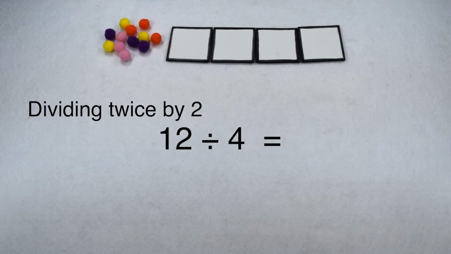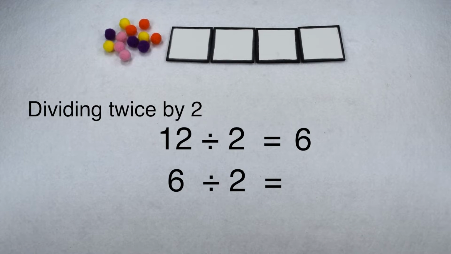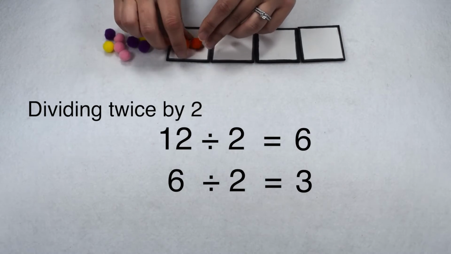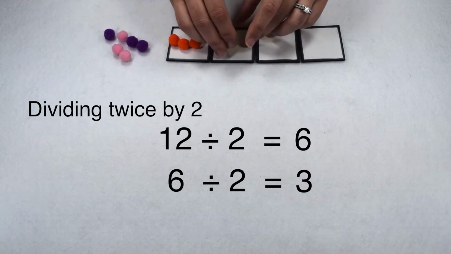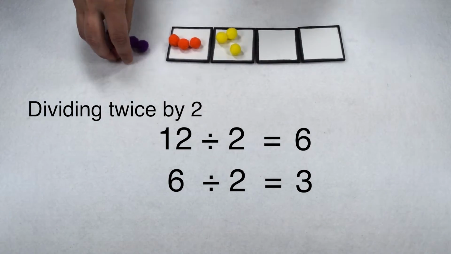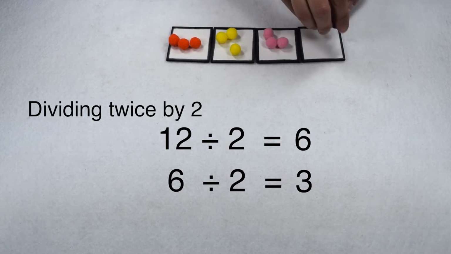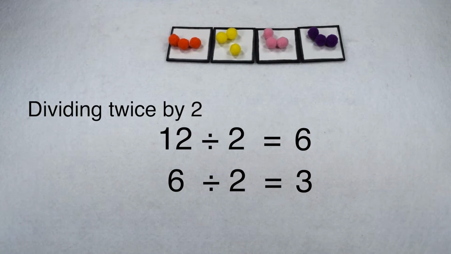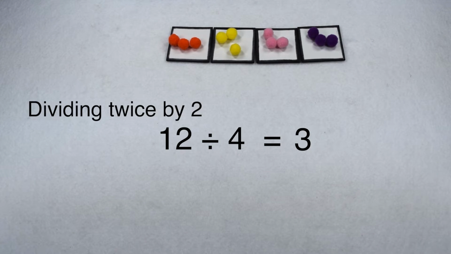Well, dividing 12 twice by 2, I would start by doing 12 divided by 2, which would give me 6. 6 divided by 2 would give me 3. 3 is still a whole number, so that means I should be able to split 12 into 4 groups and not have any remainders. When we do that, we can see we wind up with 3 items in each group. So 12 divided by 4 gives me 3. Dividing the number twice by 2 is going to give us the same result as simply dividing by 4.